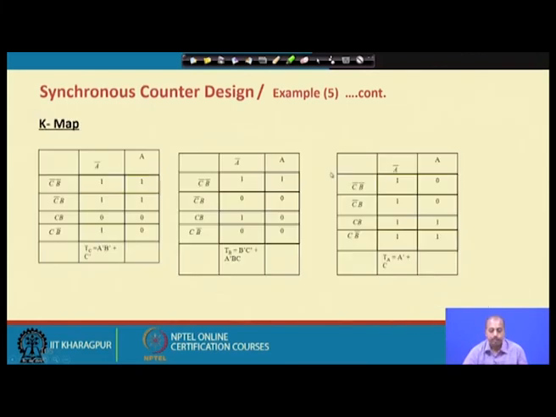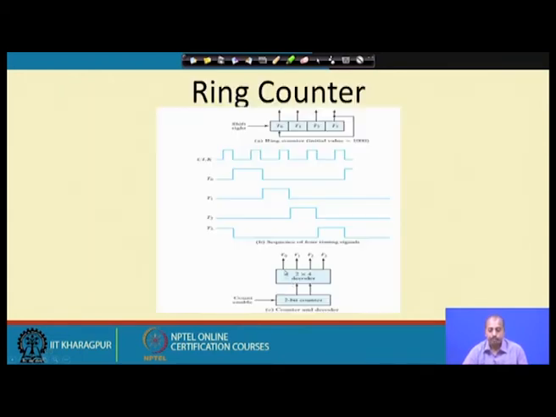So, we have to derive the corresponding functions, and TC turns out to be A bar B bar plus C bar, TB will turn out to be B bar C bar plus A bar B C, and TA will turn out to be A bar plus C. So, that way we can have this Karnaugh map for this T flip flop, and accordingly we can make the circuit for the T flip flop based realization.